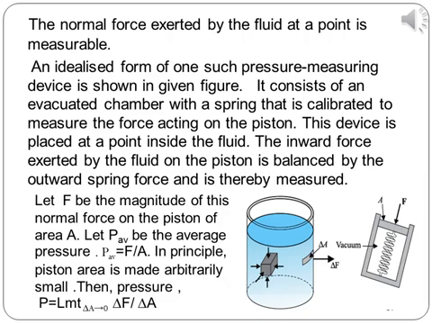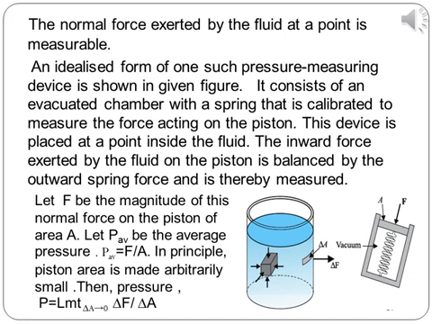Pressure at a point can be measured. Let us see how we can measure the fluid pressure. An idealized form of one such pressure measuring device is shown in the given figure. It consists of an evacuated chamber with a spring that is calibrated to measure the force acting on the piston. This device is placed at a point inside the fluid. The inward force exerted by the fluid on the piston is balanced by the outward spring force, and it is measured.